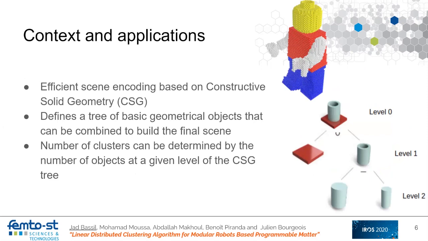Self-configuration requires an efficient scene encoding. A solution based on constructive solid geometry or CSG can be used for this purpose. It defines a tree made of basic geometrical objects that when combined form the final scene. The CSG tree can be efficiently stored in each module and can be used to determine the number of clusters. For example, on the CSG tree shown on the right, we can choose the number of clusters to be 2, which is the number of objects on the level 1 of the tree.